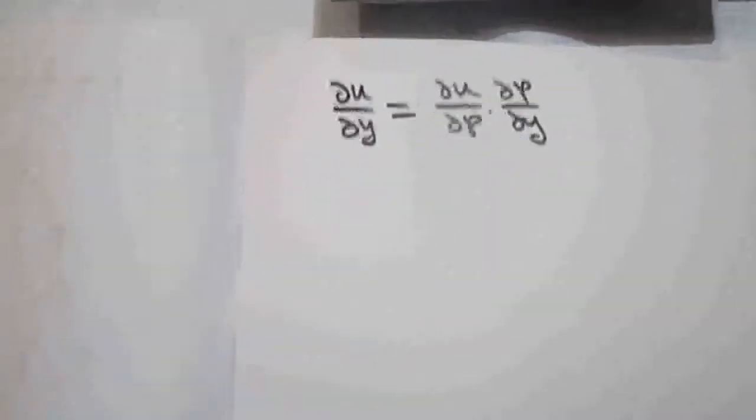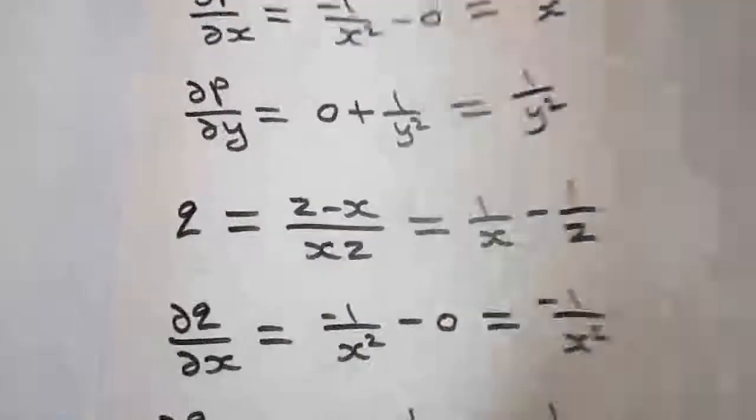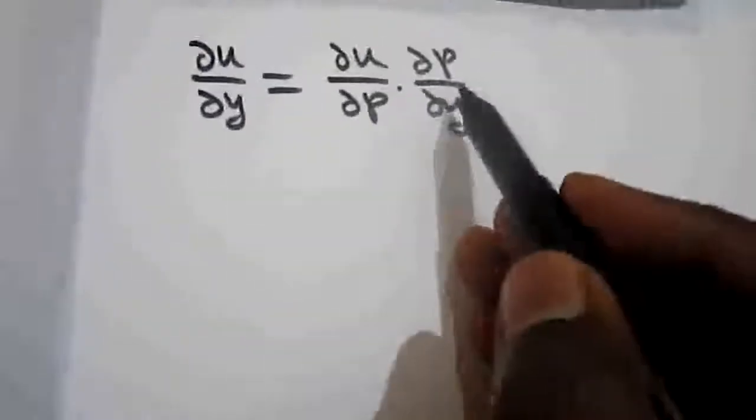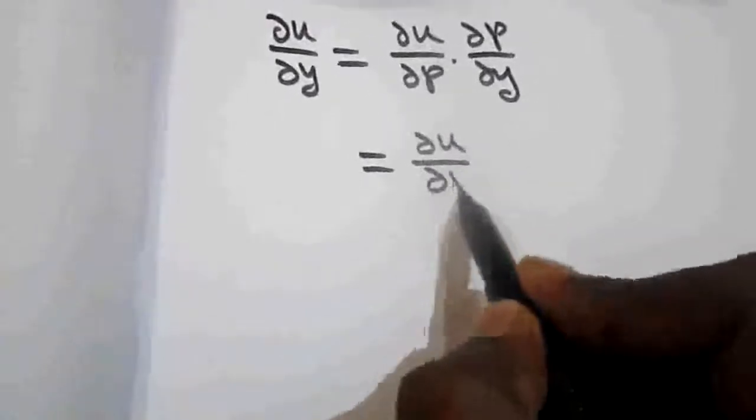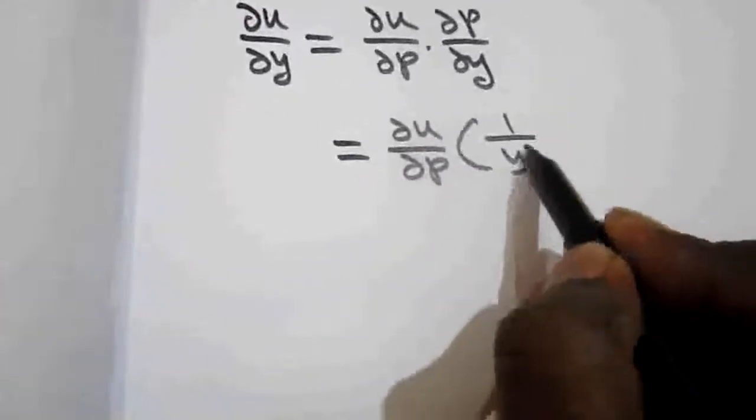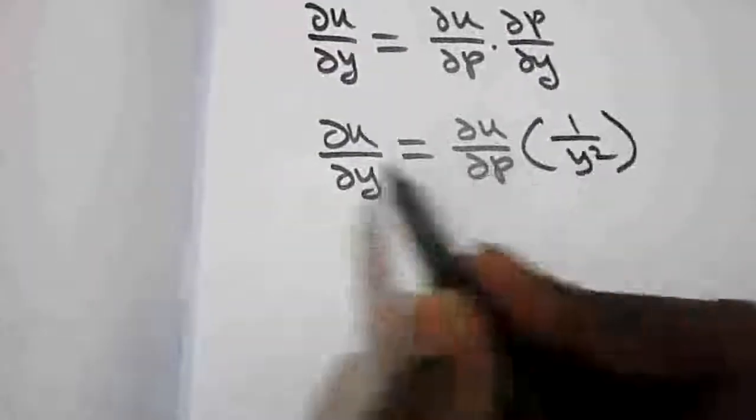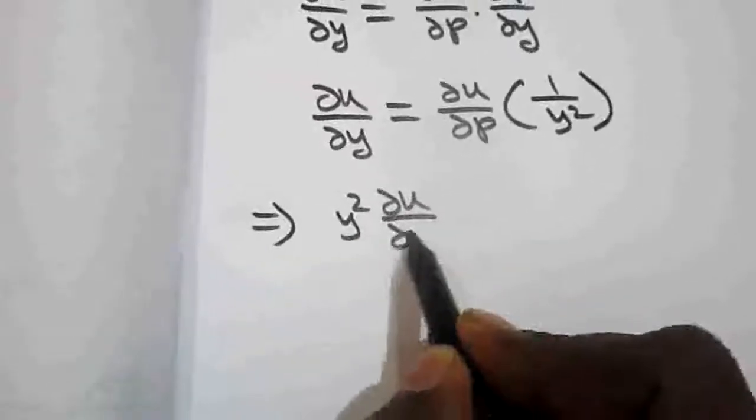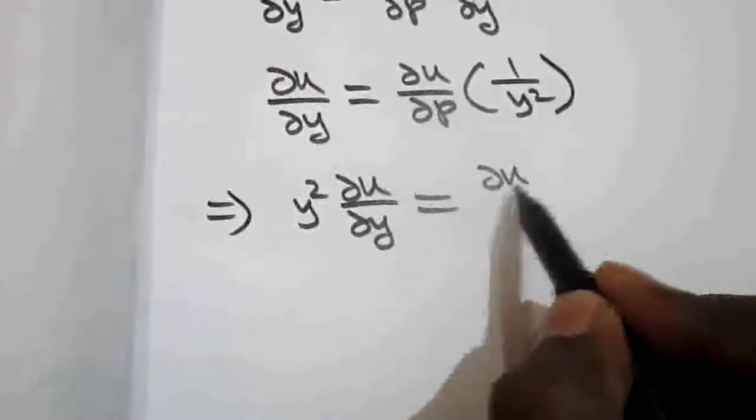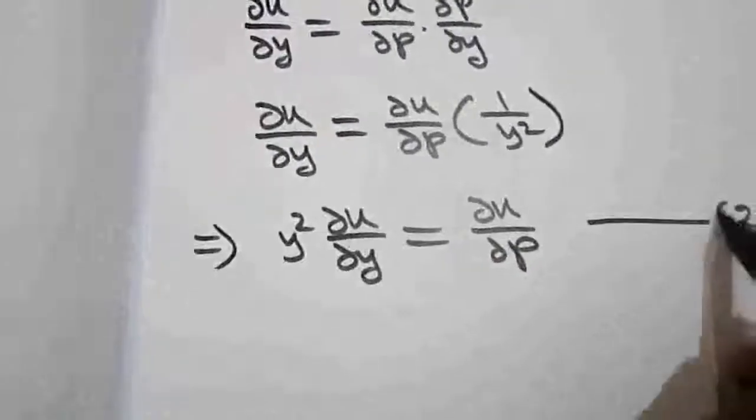But already we found ∂p/∂y. The ∂p/∂y value is 1 by y square. So I am going to substitute 1 by y square here, which is ∂u/∂p into 1 by y square. So this is ∂u/∂y. Take y square here, which implies y square into ∂u/∂y is equal to ∂u/∂p. So this is equation number 2.